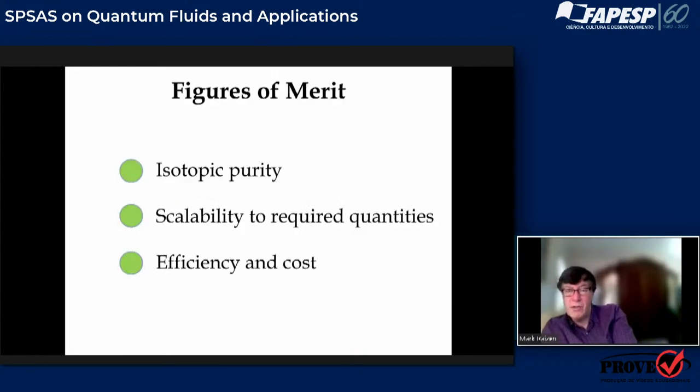It's also interesting to analyze the figure of merit. On that note, isotopic purity is much higher than the calutron in principle. Scalability to required quantities is very good. And efficiency and cost are typically around three orders of magnitude better than the calutron. So it wins on everything except one thing, which is complexity. It's not a general purpose machine. You have to have a MADRS machine for each element because it has its own particular lasers.